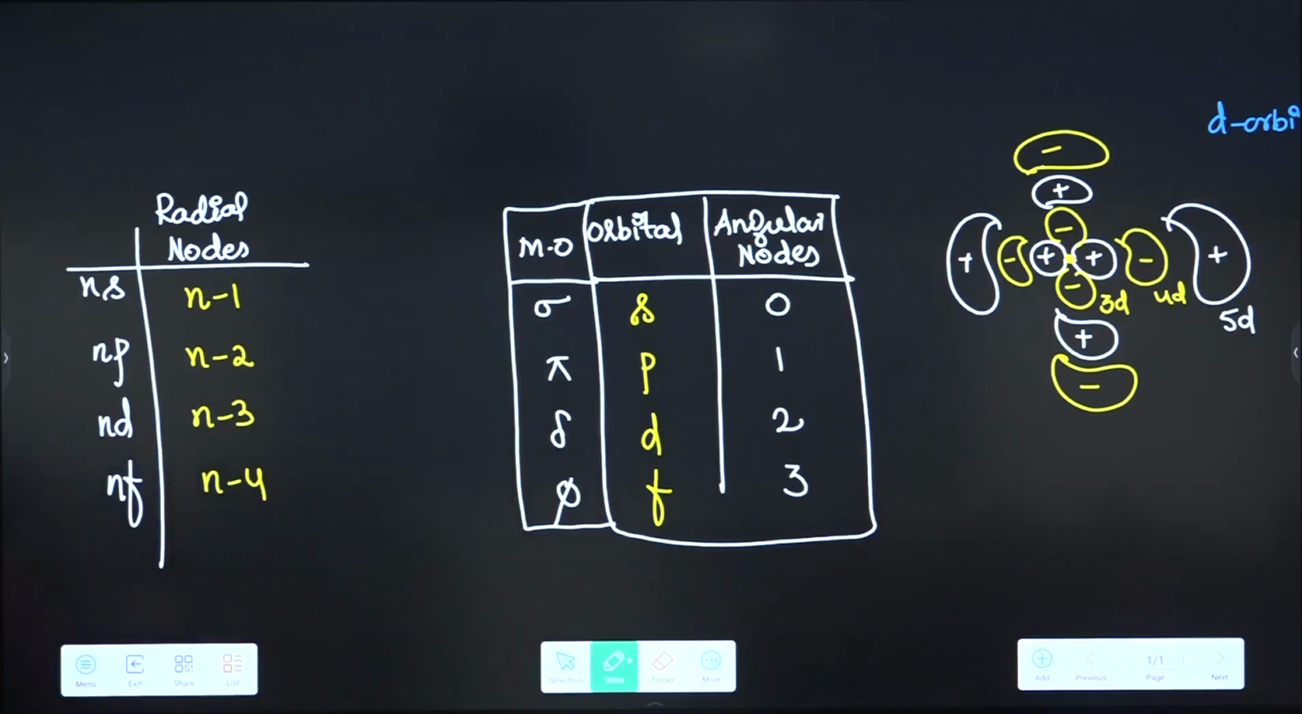So in the exam they can ask you what are the total number of nodes. Total number means it is radial plus angular both. Or they may simply ask you angular, or they may simply ask you radial. Anything. You can note it n minus 1.